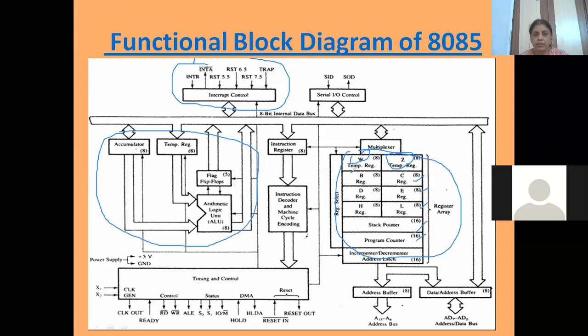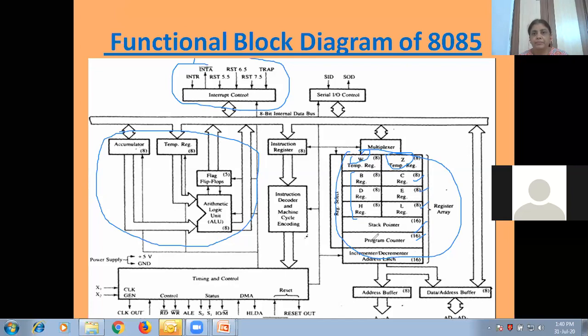तो हमारे कौन से हैं: बी सी, डी ई और एच एल, स्टैक पॉइंटर और प्रोग्राम काउंटर, और इंक्रीमेंटर और डिक्रीमेंटर. This is basically used for incrementing and decrementing, or helping in decrementing or incrementing, the contents of registers in the program counter and stack pointer, right?